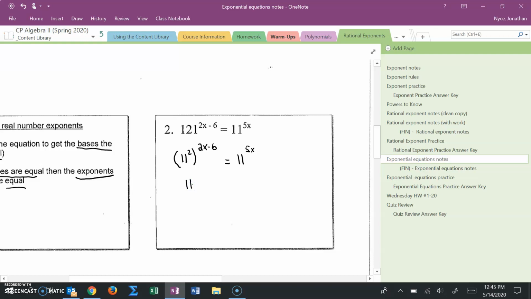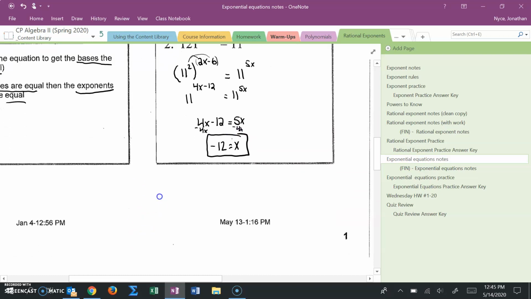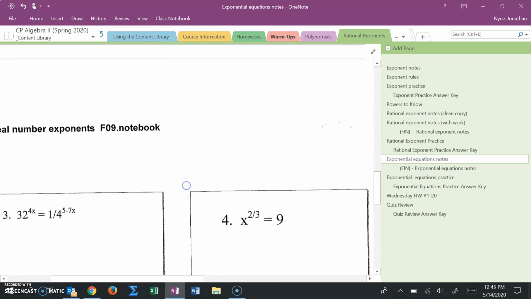And then we use our properties of exponents. So this 2 and the 2x minus 6 have to get multiplied. Make sure that 2 gets distributed inside. So our new exponent is 4x minus 12. And now that the bases are both the same, they're both 11, then the exponents have to be equal. So we have 4x minus 12 equals 5x. Subtract 4x from both sides, we get negative 12 is equal to x. And that's all it is, getting the bases to be the same. Once the bases are the same, then the exponents have to be the same.